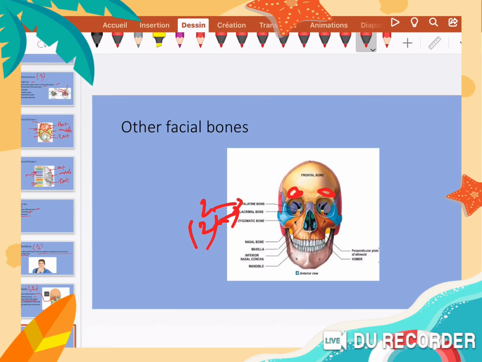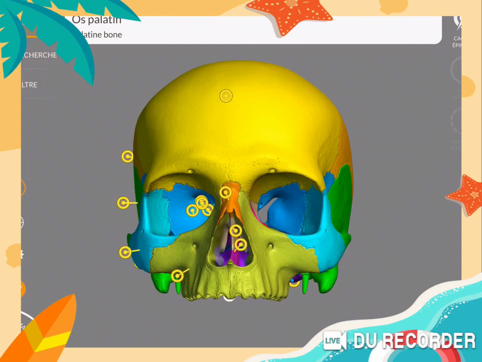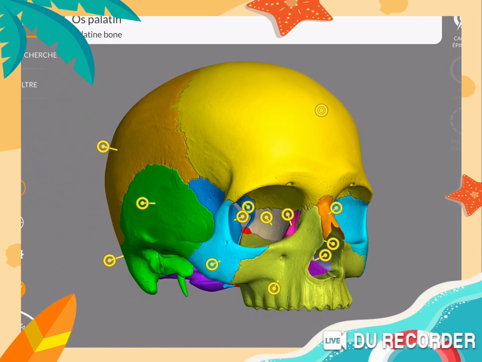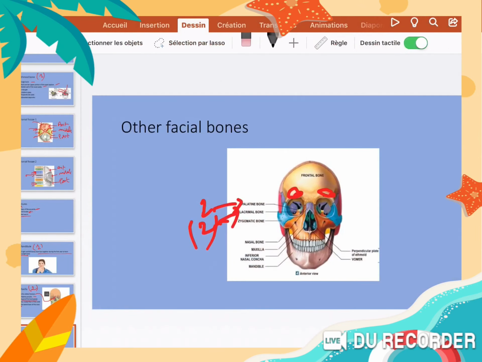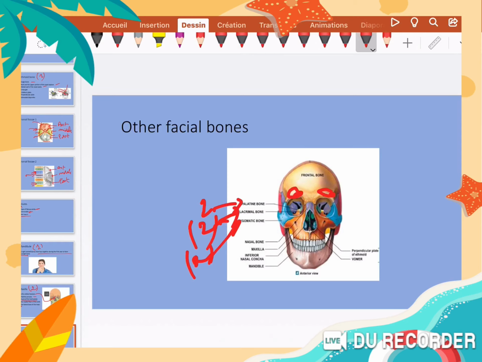Okay, and those tears collect on the lacrimal bone here. This is the lacrimal bone. So we have two. Also we have two zygomatic bones. When we say zygomatic, we must remember the cheek. When we touch our cheeks, we feel the zygomatic bone.